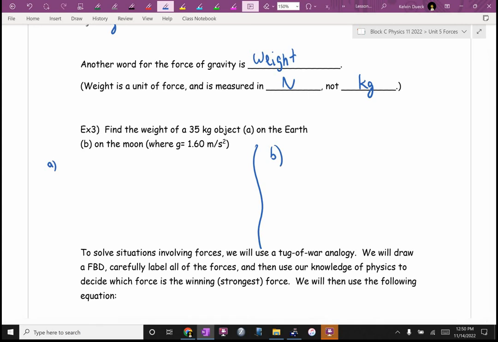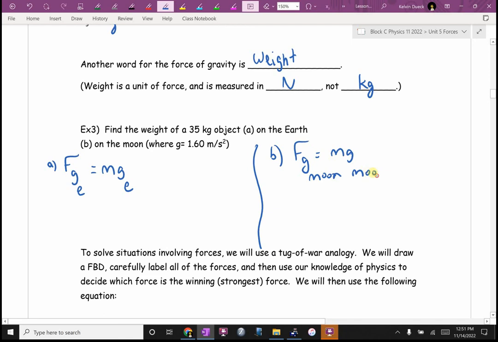Derek's done yawning. Derek, what's example 3 asking me to find? The weight, you say. That's going to be Fg, but I want the weight on the Earth, so I'm going to go mg, and I'll put an E for Earth, and I also want the weight Fg on the Moon, so I'll use mg Moon. I don't like that I'm using two m's, so I'm going to write the word Moon. Otherwise, I think those two m's might cancel, or I might do something dumb with them.